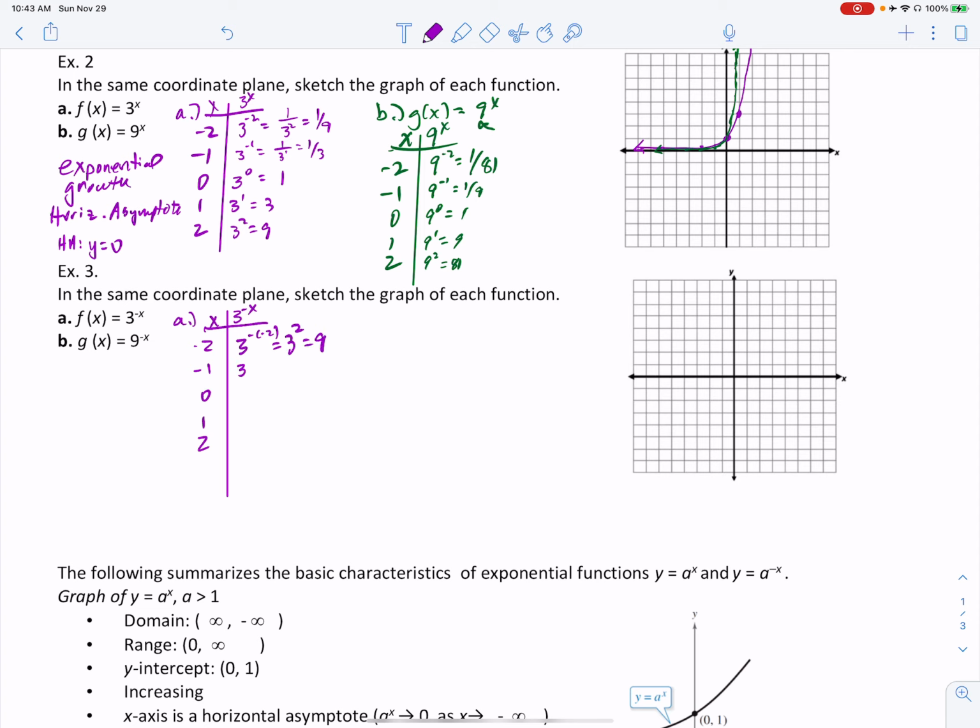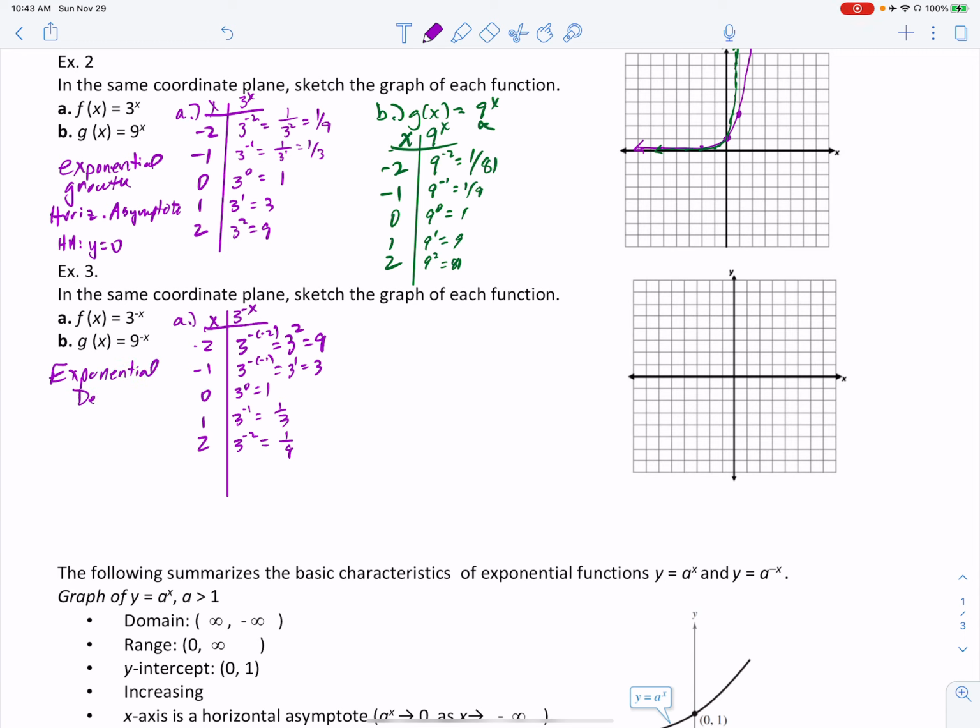And if I have 3 to the opposite of a negative 1, I have 3 to the first, which is 3. And then I get 3 to the 0th, which is 1. Then 3 to the negative 1, which is going to be 1 over 3, or 1/3, and 3 to the negative second, which is 1 over 3 squared, or 1/9. So these are actually changing. This is going to be exponential decay, because as you go from left to right, it's going to decrease instead of increase.